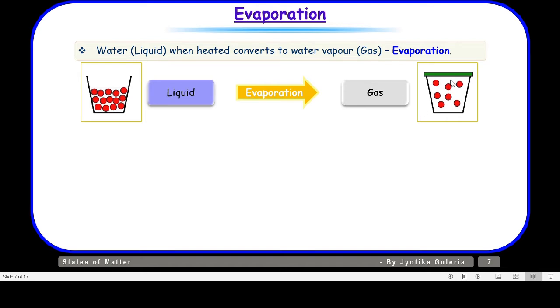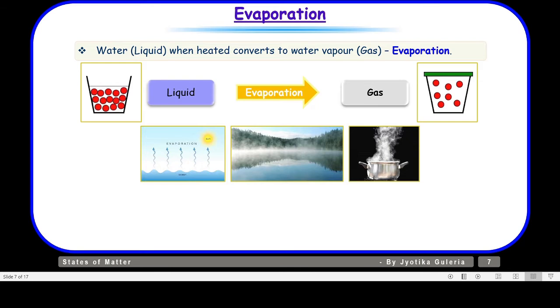Here you can see the arrangement of molecules in gas, that they are very far from each other. And now let us see some examples of evaporation. This is a very common evaporation process which takes place in your kitchen as well.